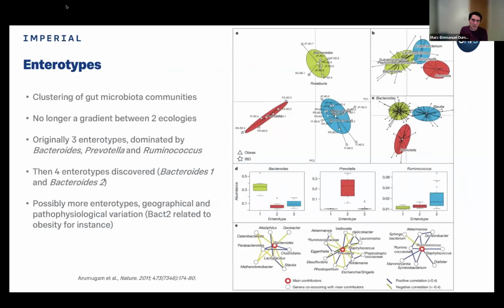Very quickly after that, three years later, our friends from the MetaHIT Consortium came up with the idea, and those results, that maybe it's not just two points on a line, maybe it's three points, maybe it's a hyperplane, where we have a clustering of bacterial communities into what was called at the time enterotypes. So, types of ecological communities in the gut. And it's not two, it's three types of communities.